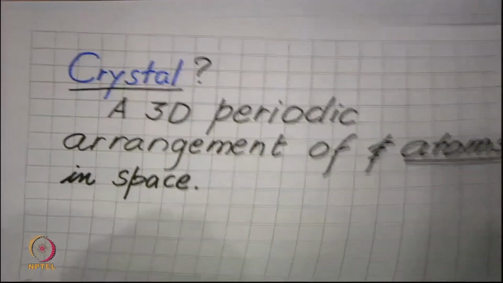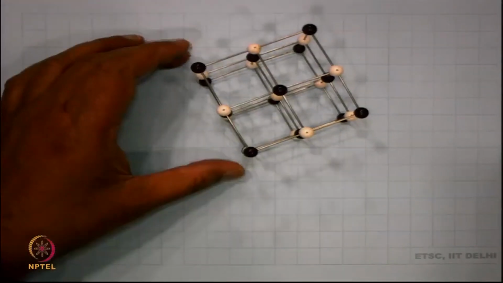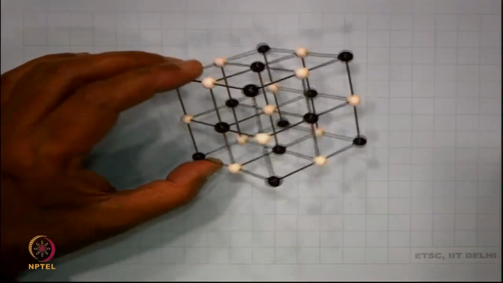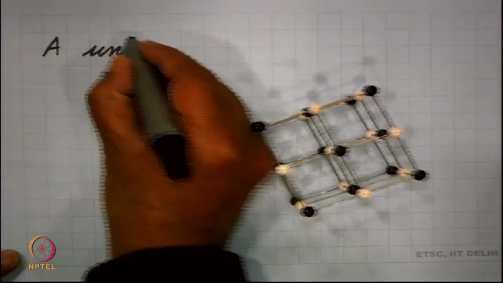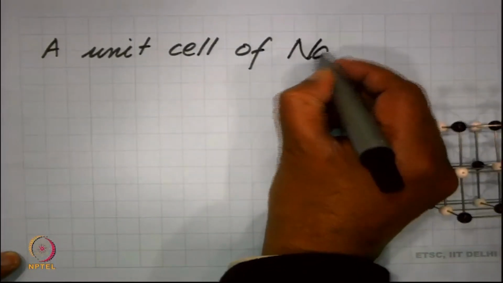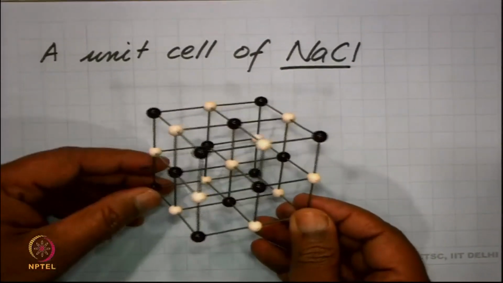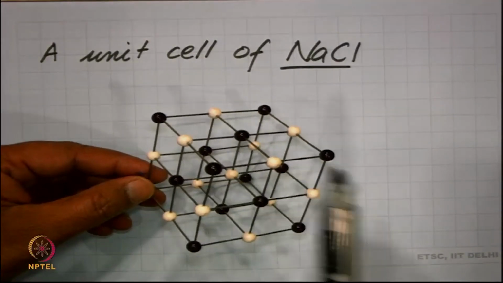The related concept, okay, let me show first a model of what we mean by three-dimensional periodic arrangement of atoms. So, here is a unit cell of sodium chloride. The black atoms you can consider as chlorine, the white ones as sodium.